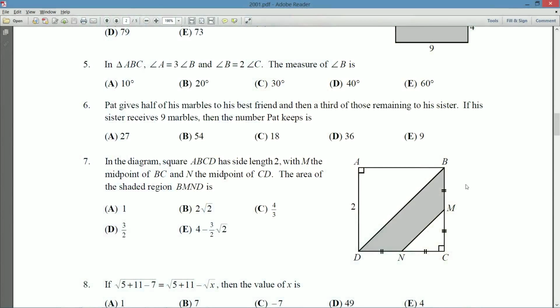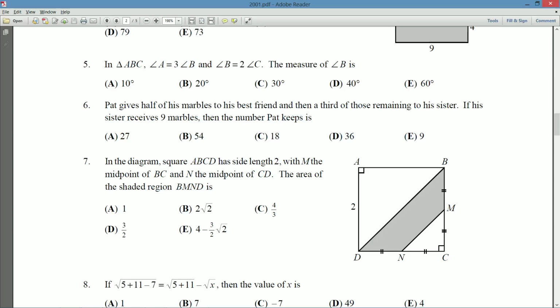So question 6 reads as follows. Pat gives half his marbles to his best friend, and then a third of those remaining, so not a third overall, but a third of the remaining half, because he gave half to his best friend. So a third of those remaining to his sister. If his sister receives 9 marbles, then the number Pat keeps, not has overall or gives to his friend, the number Pat keeps is, okay?